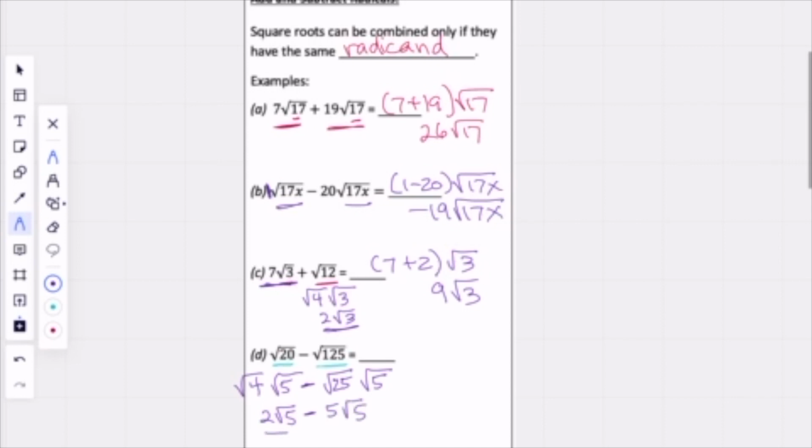And so now we're going to combine these like terms. 2 square root of 5 minus 5 square root of 5. That's going to be 2 minus 5 times the square root of 5, also known as negative 3 square root of 5.